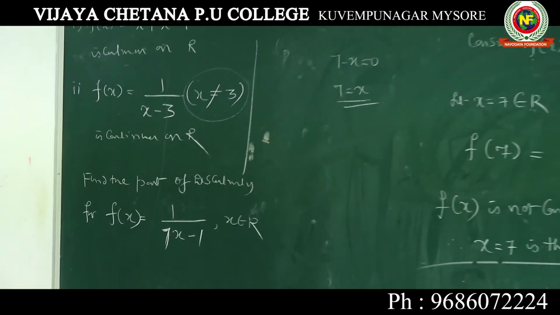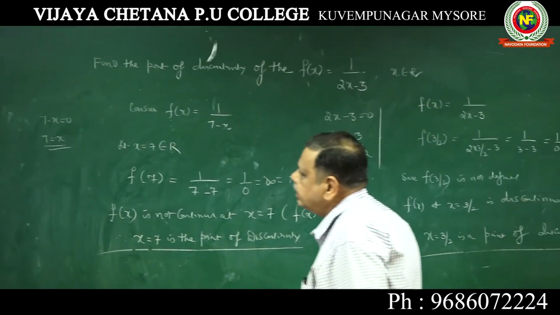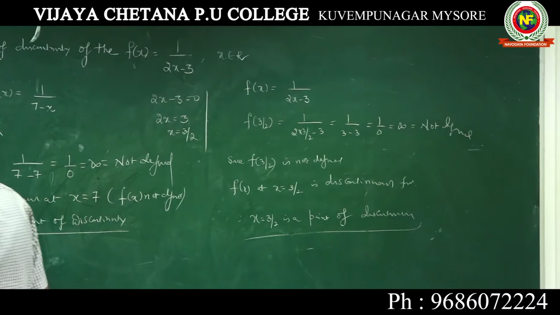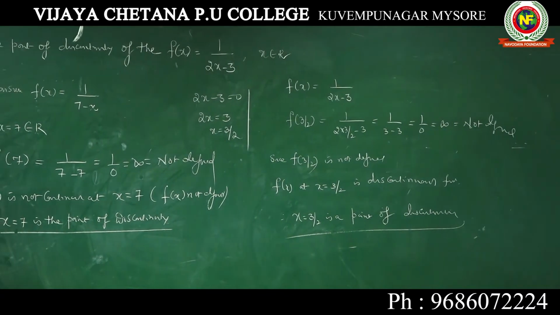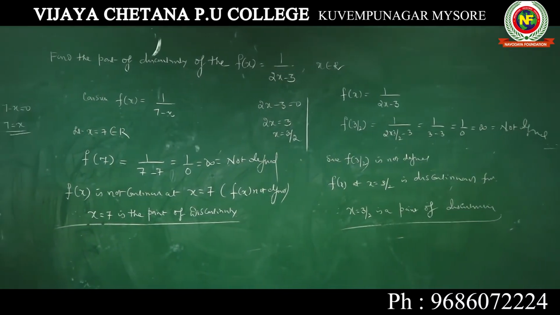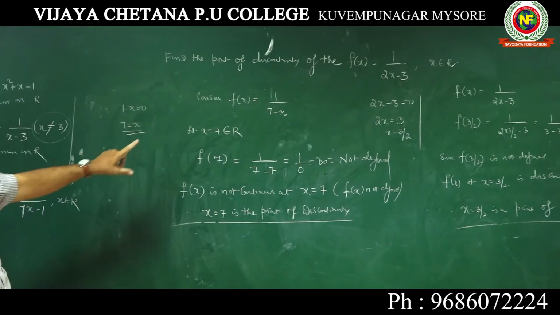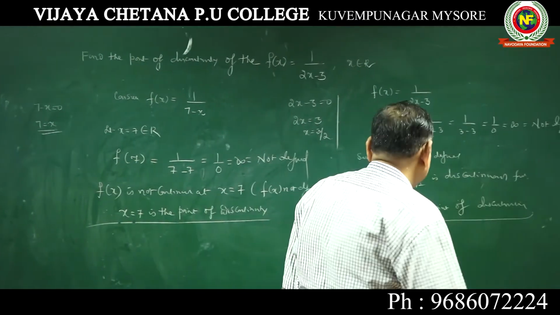That much is enough. x is 3 by 2 is a point of discontinuity. If you show this and do it, you will get 1 mark. Or if you write, find the point of discontinuity is x equal to 1 by 7, they will give marks. Even if you don't write all that, they will give marks. But if it says examine the discontinuity, you have to write all these things. It is necessary.